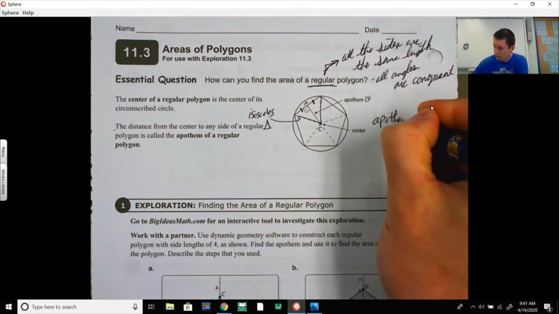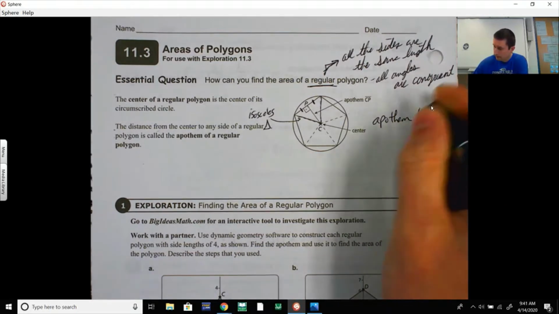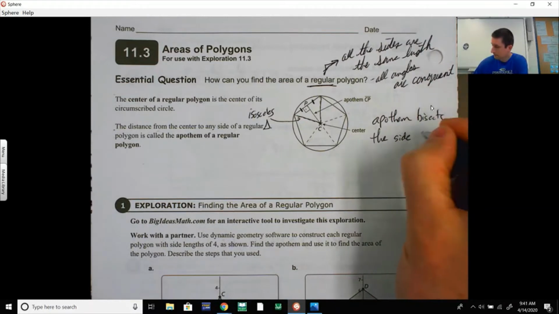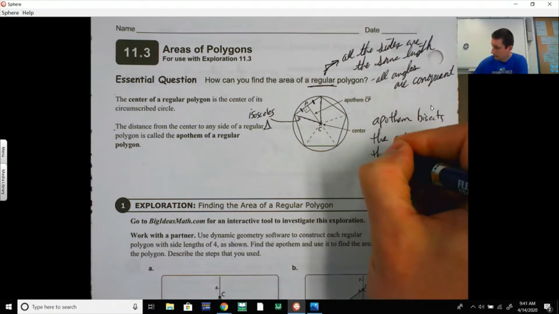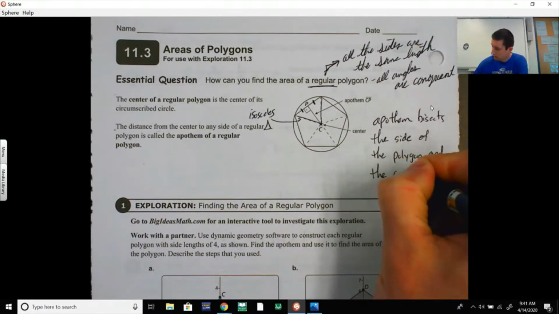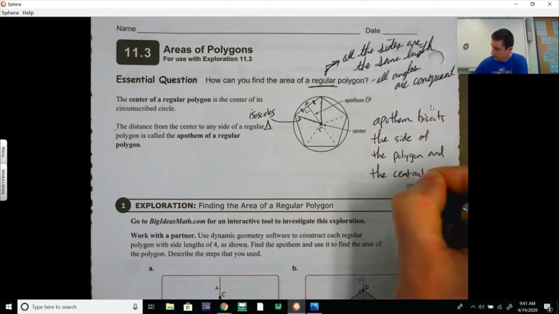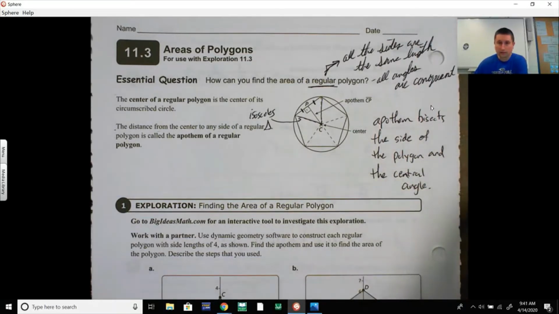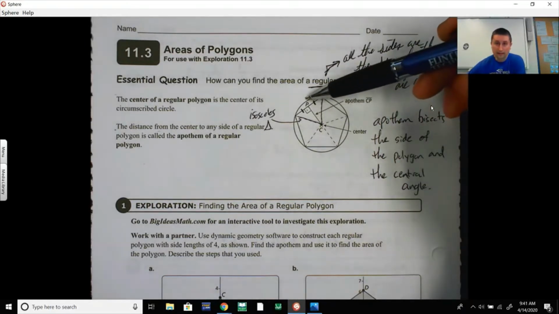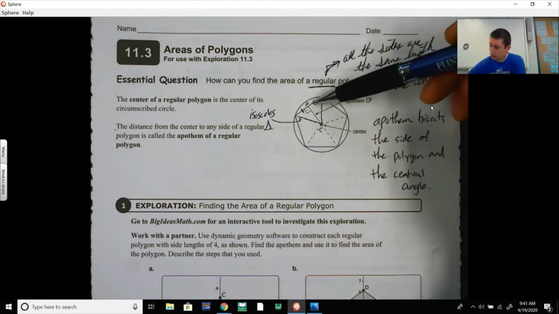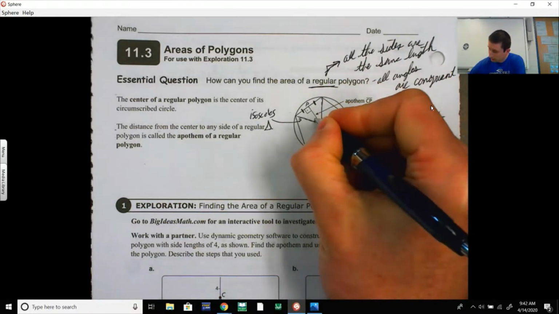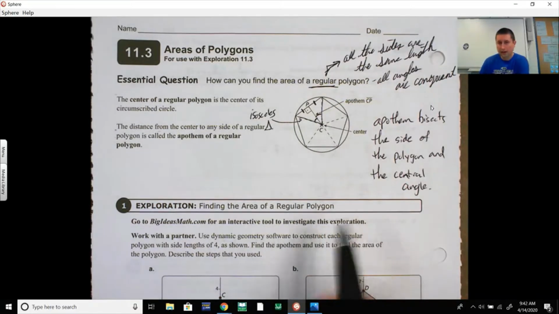So the apothem bisects the side of the polygon and the central angle. This apothem is going to go right through here, and it's going to bisect this side of the polygon. So if the whole length of the side is 10, then it would be 5 and 5. And it's also going to bisect this angle in here. So we can figure that out, and we're going to see that here in a little bit.